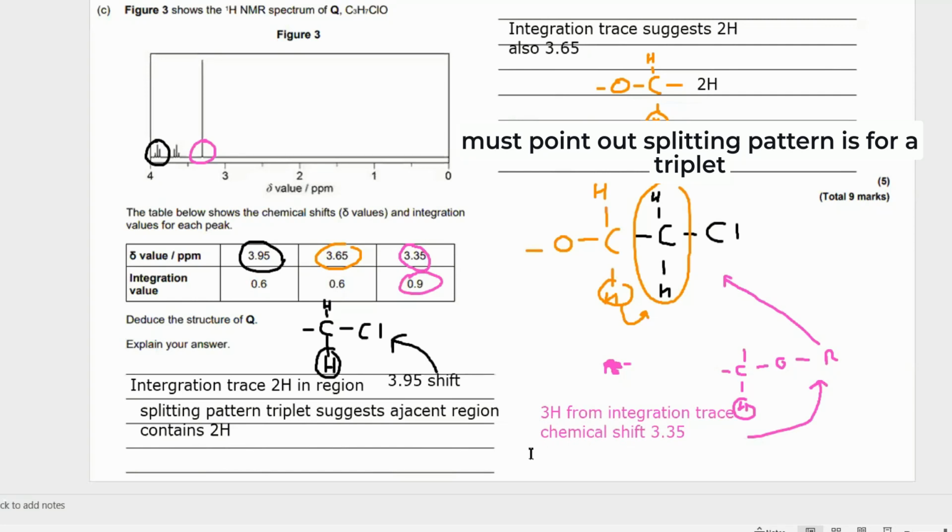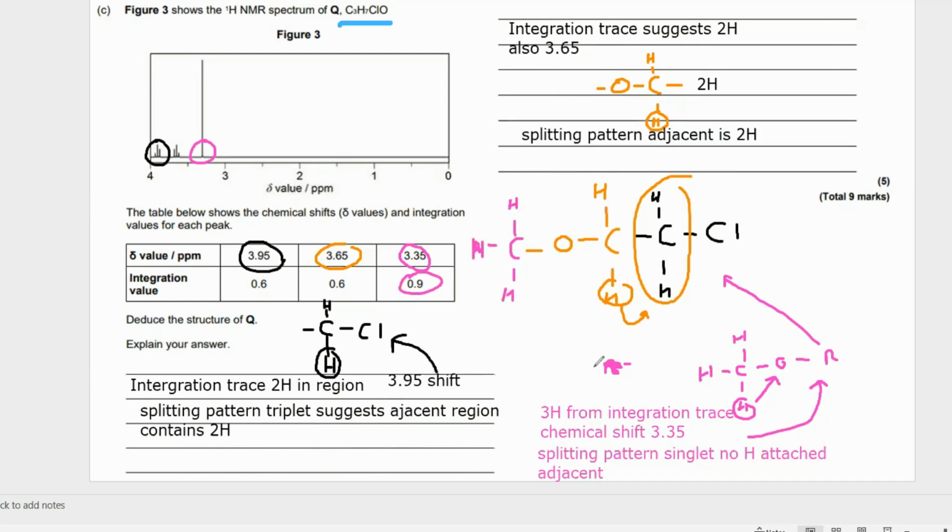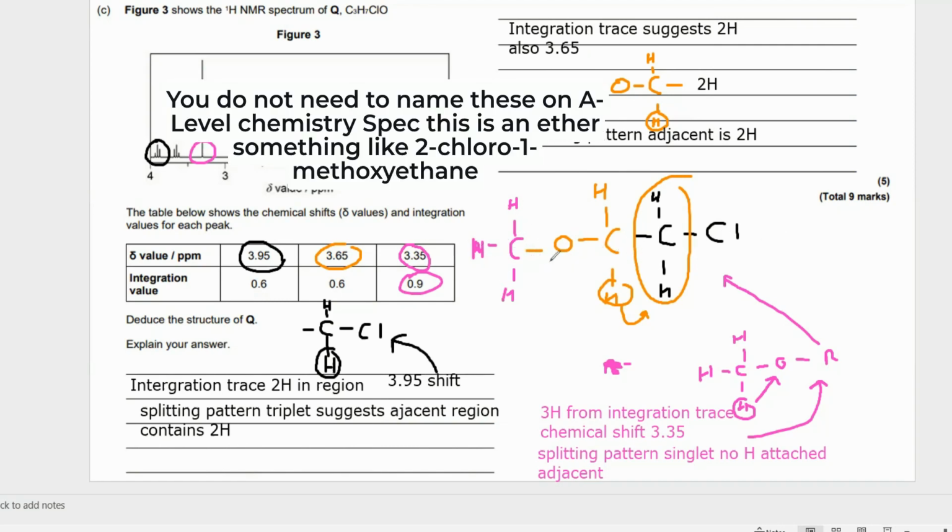And then on the other side of the O, we're looking at a methyl group. Why is that? Well, we know it's got 3 hydrogens from the integration trace. So it must be a methyl group connected to an O. And the reason it has an R attached on the other side of the O, that's the rest of the molecule that we already discovered. The splitting pattern is a singlet. That tells us there's no hydrogens attached adjacent to the group responsible, and it's a methyl group attached to an O, and an O has no hydrogens attached, hence the singlet.